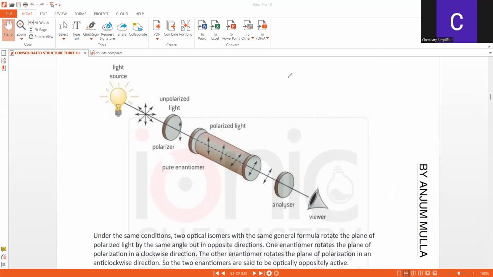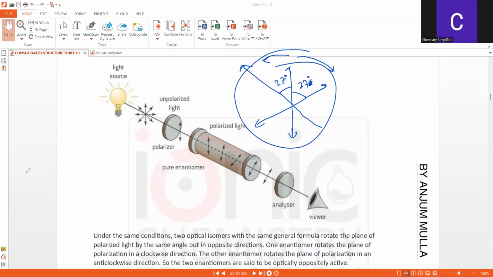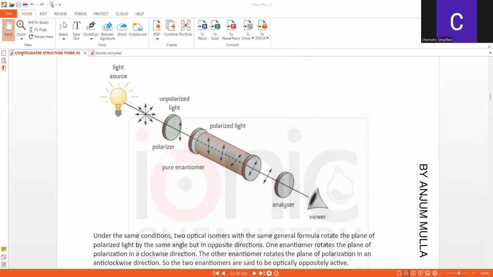But I said there are two optical isomers, the object and the mirror image, the two mirror images. If one of the isomers is rotating this plane, let's say clockwise by 27 degrees, then even the other isomer will rotate by 27 degrees only, but anti-clockwise. Not centigrade, just 27 degrees. So this means that both the optical isomers can rotate the plane of the polarized light, but in opposite directions. One will rotate it clockwise, the other will rotate it anti-clockwise.